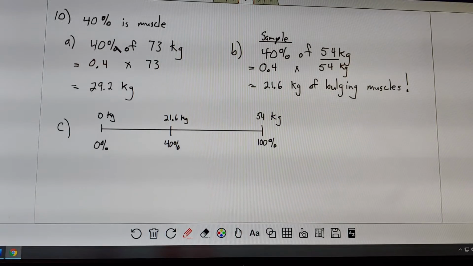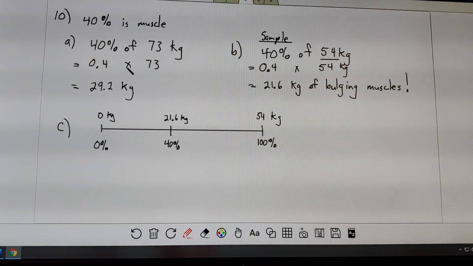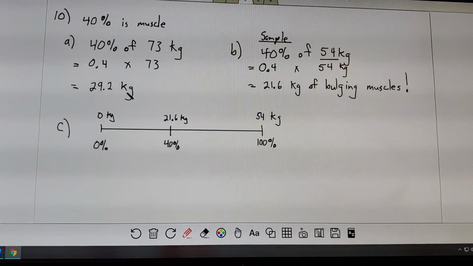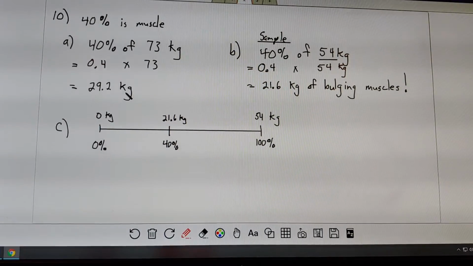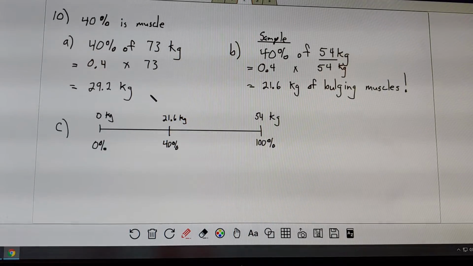Remember, 40% gets changed to a decimal, because this is 100 times larger than what it should be. So decimal moves once, twice to the left. We get 0.4. Of means multiply, and we multiply it by 73. 29.2 kilograms of his body is muscle.